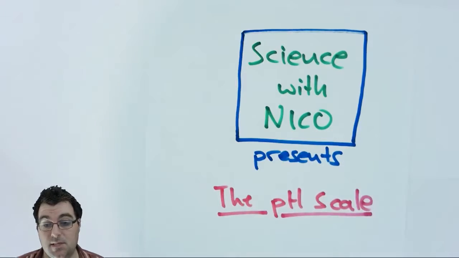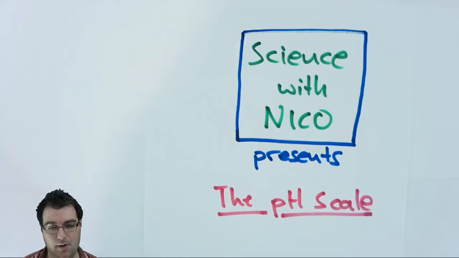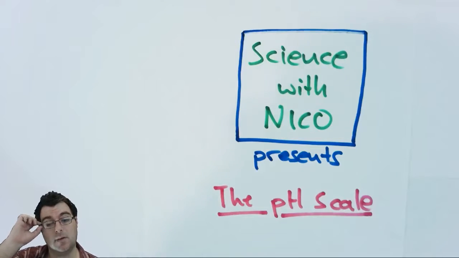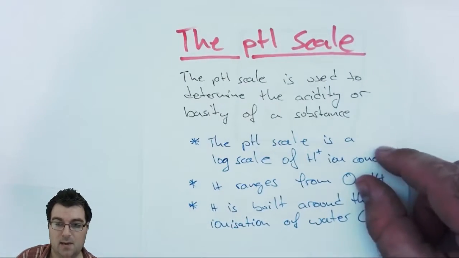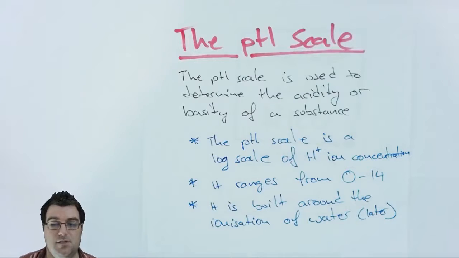Hello chemistry students, this is Nico, and in this video we're going to take a very brief look at the pH scale. It's not a discussion of acids and bases without talking about the pH scale, because when we deal with acids and bases, we primarily talk about their behavior in solution as affecting the pH of a solution. Now, the pH scale is used to determine whether or not a substance is acidic or basic.